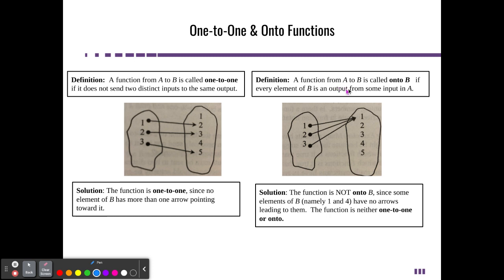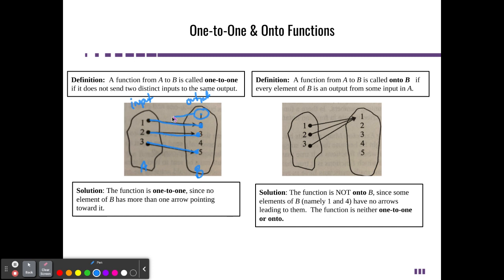Onto, by definition: a function from A to B is called onto B if every element of B has an output from an input of A. So for example, the first one would not be onto because this is B and this is A, and this is my input and this is my output. In this case, 2 goes to 1, 3 goes to 1, and 5 goes to 1. However, in order to be onto, even 1 would need to go to 1. So 1 needs to go someplace.